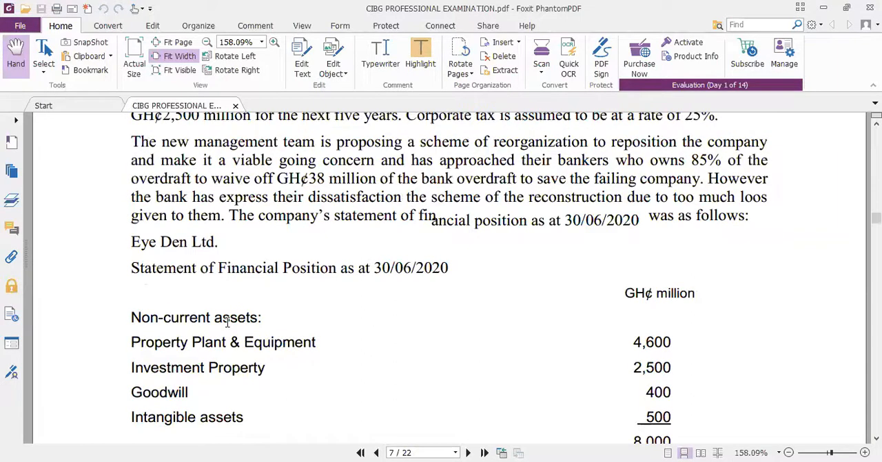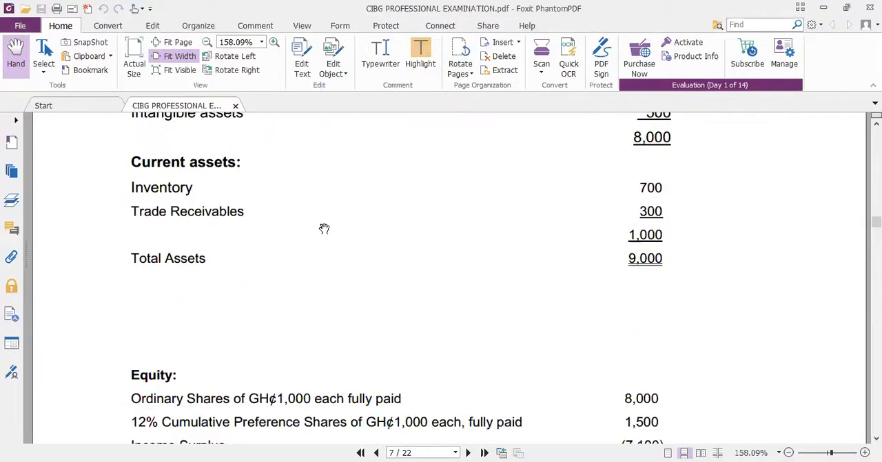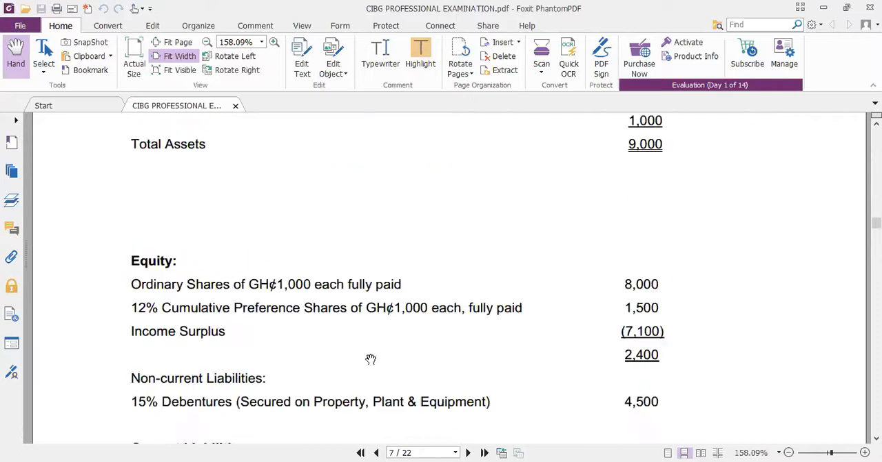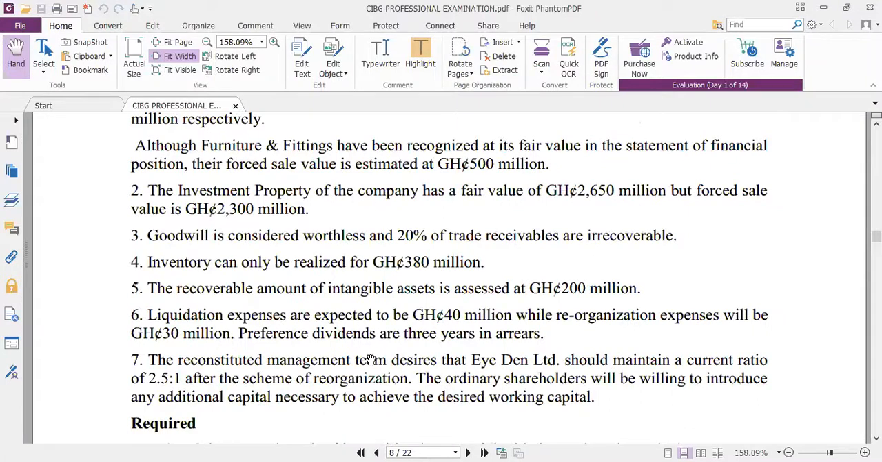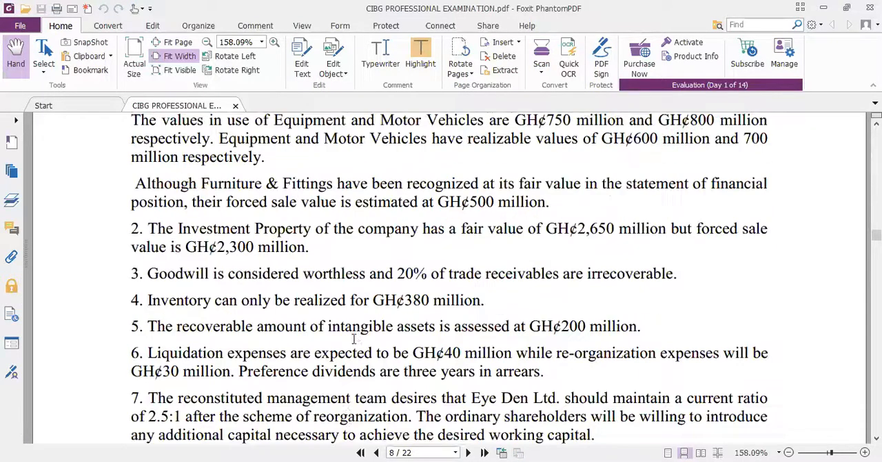Now, if you understand the question, the company is designing a scheme for reconstruction and has asked the bankers to waive off 38 million. So the bank is unhappy and they've approached you as a consultant or as a receiver. Advise them what will happen to them on liquidation. The question is in two folds. First of all, advise the bank what will happen to them in case of liquidation.